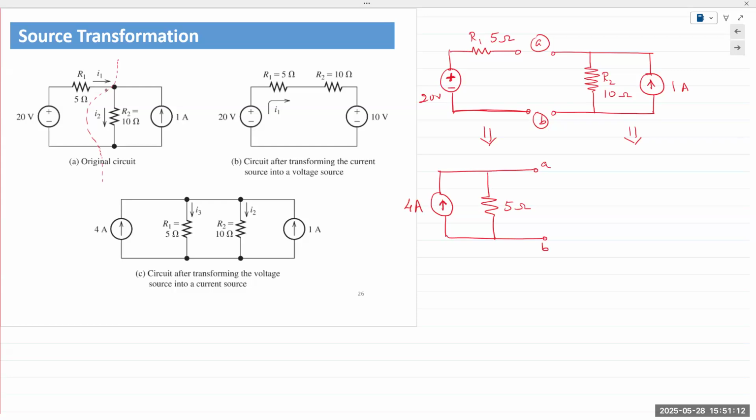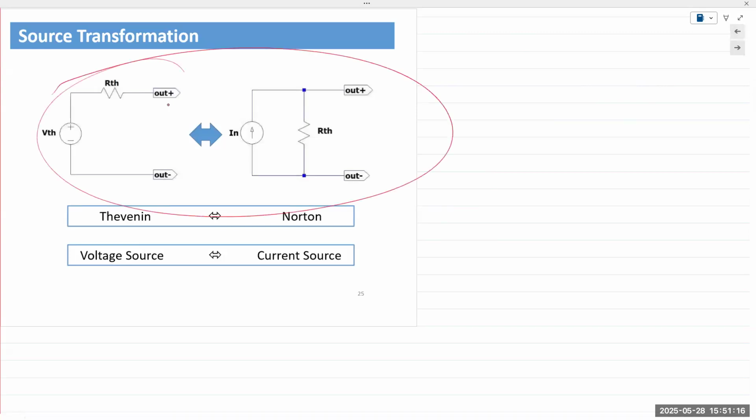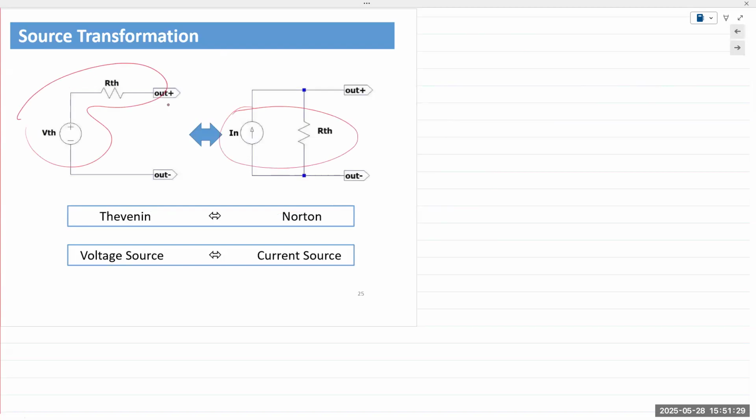So the concept comes from Thevenin and Norton equivalent circuits. As Thevenin and Norton are the same equivalent to the same circuit. And so we can say the resistor in series, the Thevenin equivalent, is the same as the current source in parallel with the same resistor, which is the Norton equivalent.